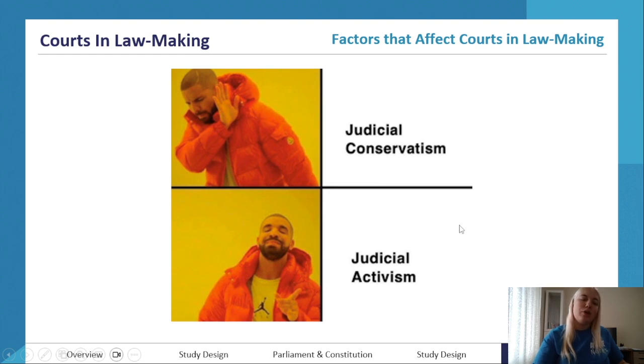Obviously, though, we don't want court rulings and everything to be unfair and narrow and restricted. So judicial activism is the beneficial approach.